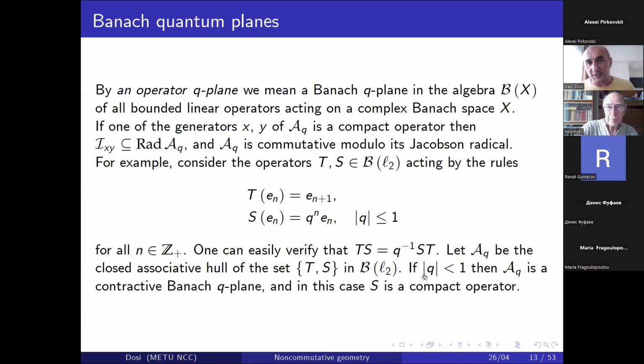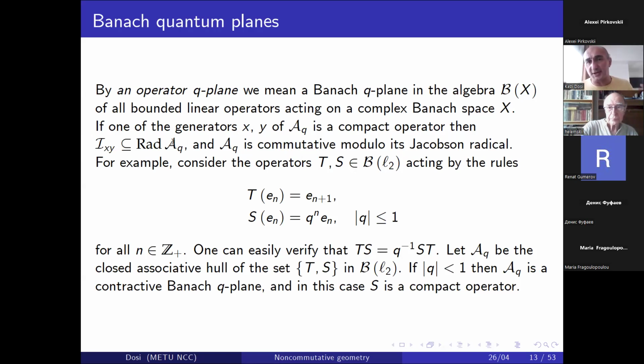Okay, but when is it possible to have this property, to be commutative modulo the Jacobson radical? Look, for example, in this case, let's look at this Q-plane. Two bounded linear operators, say T and S. If one of these generates a compact operator, then this property holds. That's true. Again, the reason is simple.